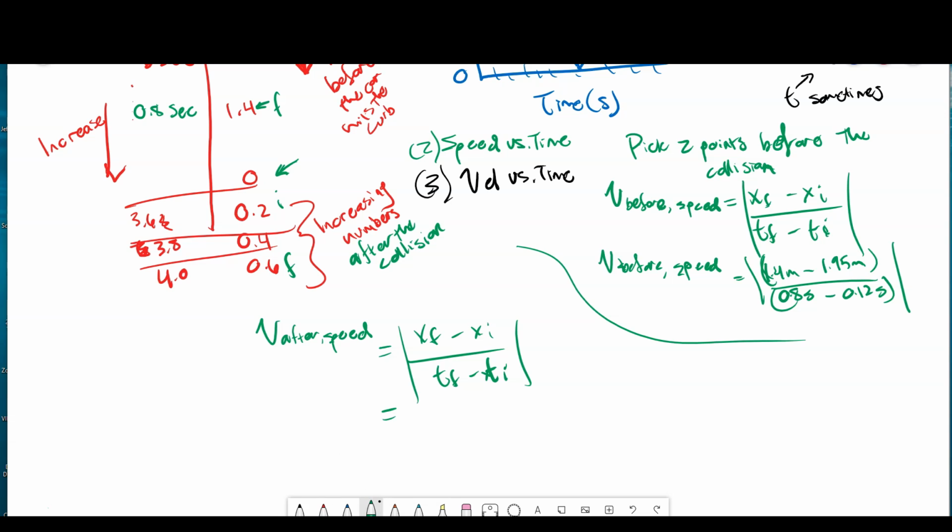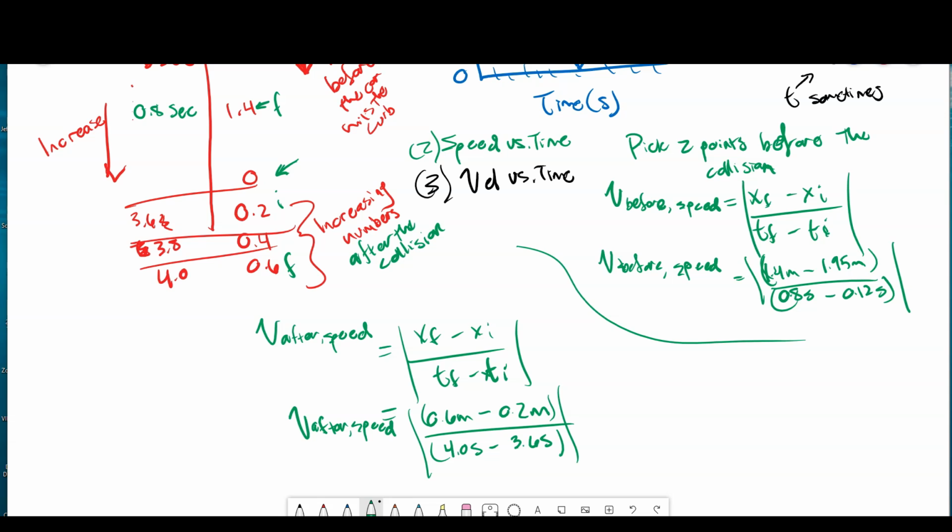Okay, so then we go back and we say our x final in terms of our position, it's going to be 0.6 meters. Our x initial was 0.2 meters. Our time final after the collision would be 4.0 seconds, and our time initial after the collision was 3.6 seconds. So you do this calculation, put in some parentheses here, and take the absolute value of that, and you've got your velocity after for speed. All right. Now we can do our two graphs relatively quickly.